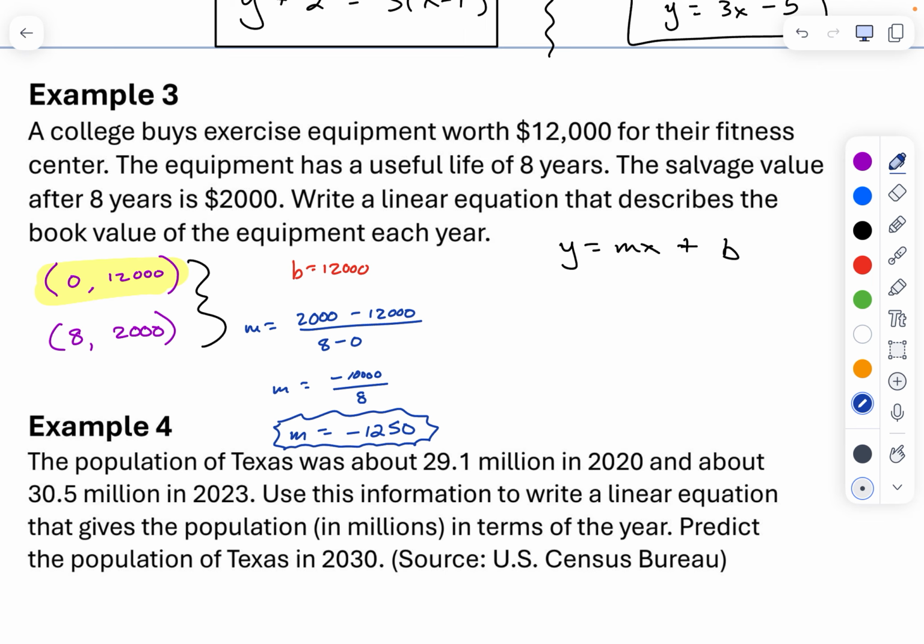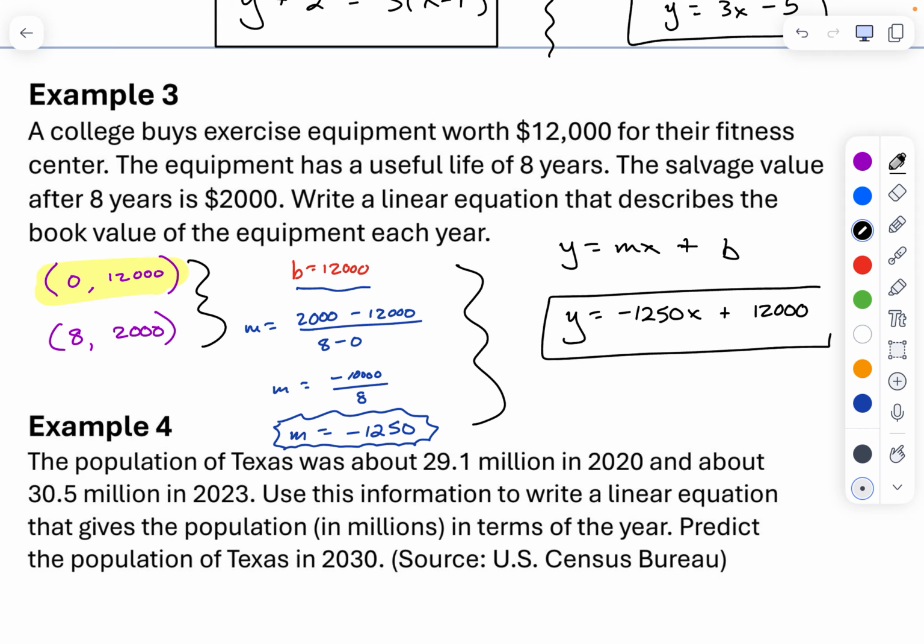So what does that tell me? If our rate of change is negative $1,250, what does that mean? Yeah, every year it loses $1,250 of value. Does that make sense? So if that's m and that's b, do we agree that I could use that information to write y equals negative 1,250x plus 12,000? Like that?